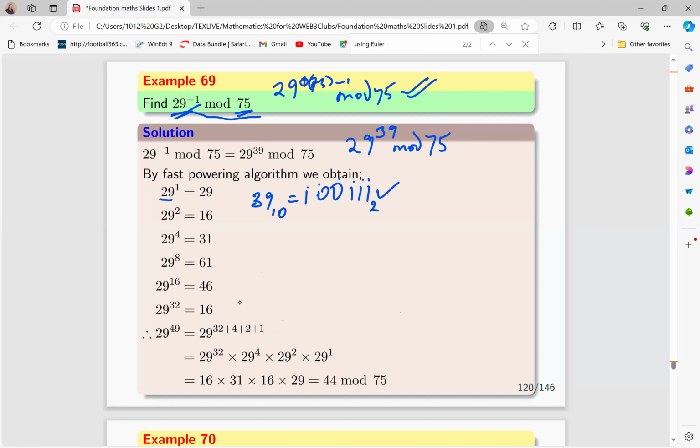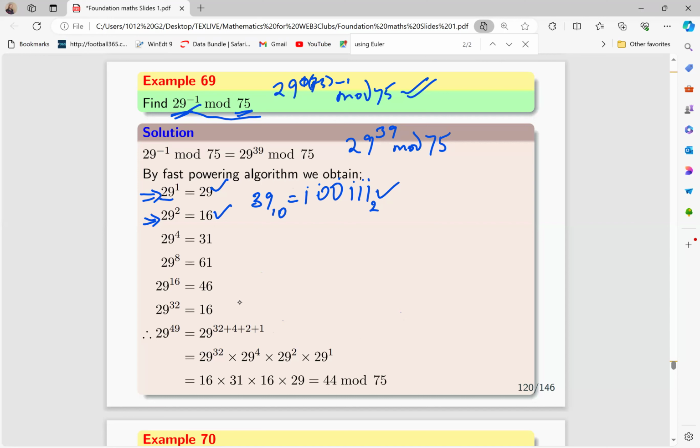The first one is here. 29 raised to 1 is just 29. Then you square this line to get the next line. That will be 29 squared. What about 29 times 29 on the right-hand side? Now 29 times 29 is 841. Divided by 75 goes there 11 times. And what is the remainder? 16. I'm just using my calculator, so you just use yours so that we move together.